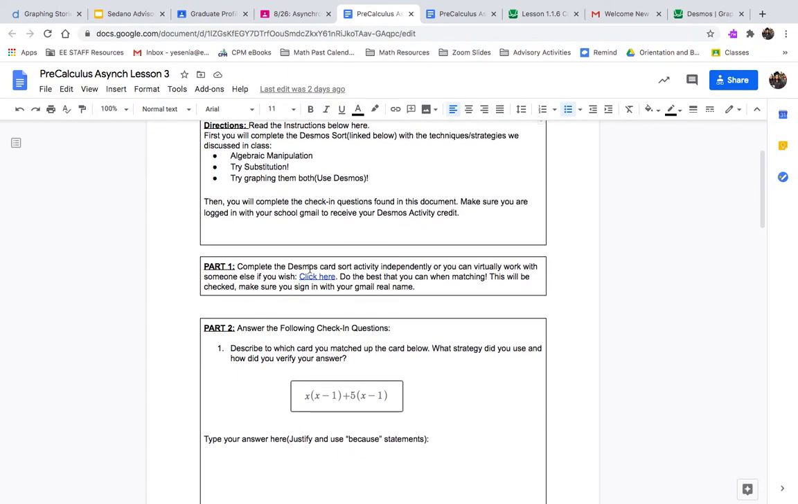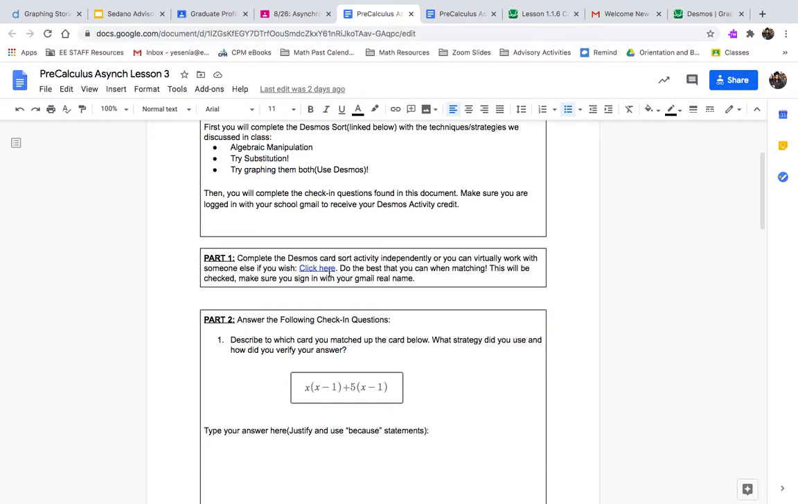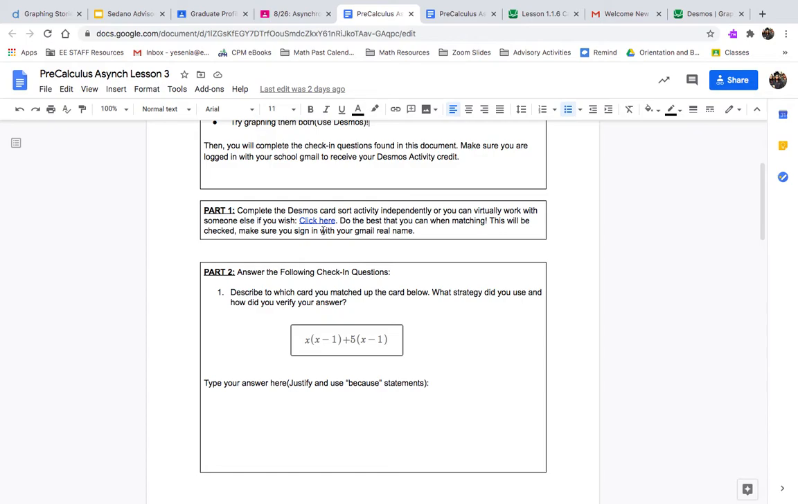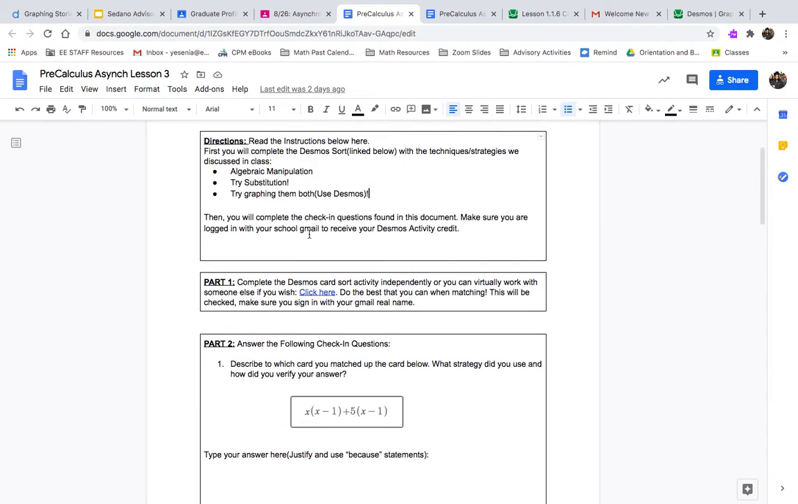Now, what I want to say is when you click on the Desmos sort, you're going to be seeing some expressions that might be scary and monstrous looking. I'll click on that in a second, right? But you're just going to try your best. Don't be worried about being marked down. I'm mostly seeing what strategies you are using to try to match up the cards. So don't be stressed if you're uncertain whether two cards match up.